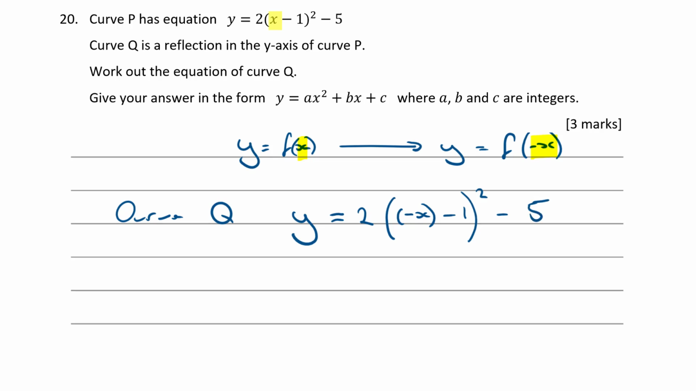So all we've got to do now is tidy that up a little bit. So minus x minus 1 all squared. It's going to be minus x minus 1 times minus x minus 1, minus 5. Okay, so that's going to be 2 lots of minus x times minus x is positive x squared. Minus x times minus 1 is plus x.